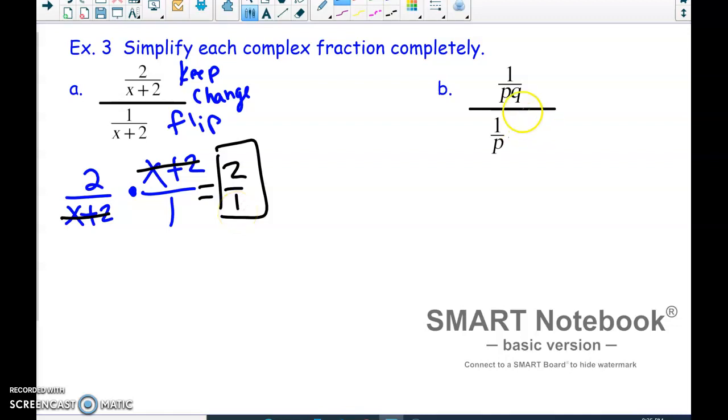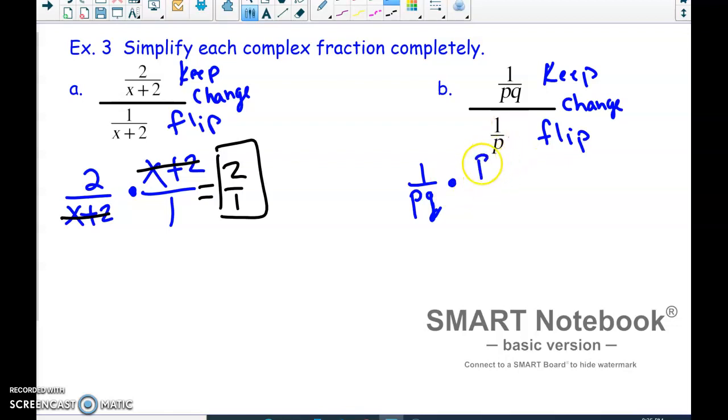Same thing with B. If you have something that's over here in this section, just cross it out. I just want 1 over pq divided by 1 over p. Again, we're going to keep, change, and flip. So the same thing is happening over and over again. So I'm going to keep 1 over pq times, and I'm going to change that to multiplication. And I'm going to flip that second fraction, p over 1.